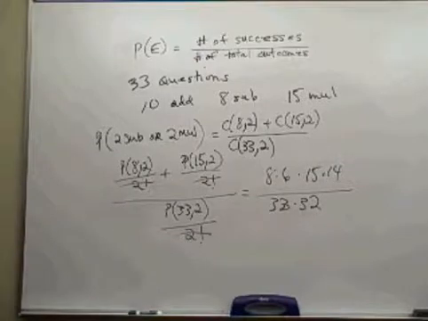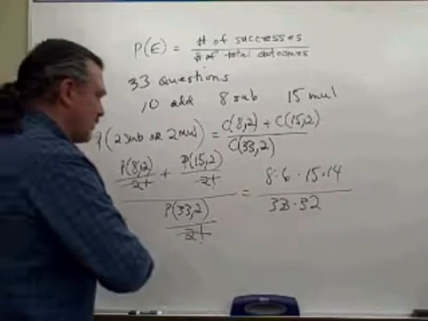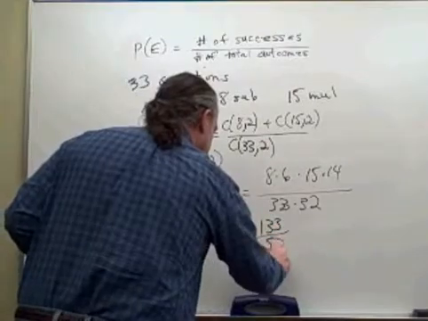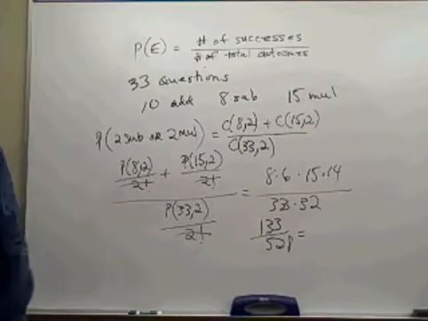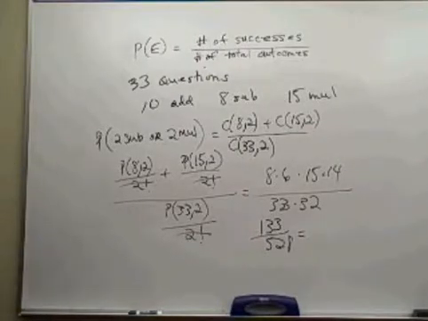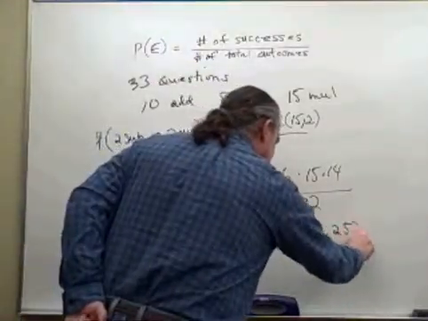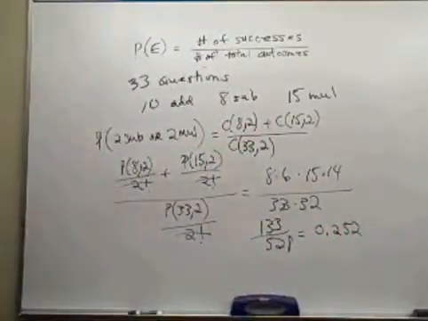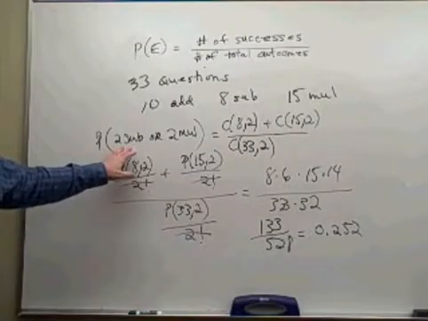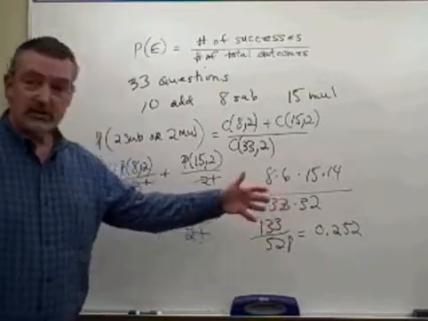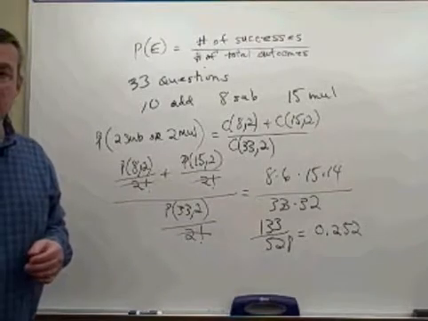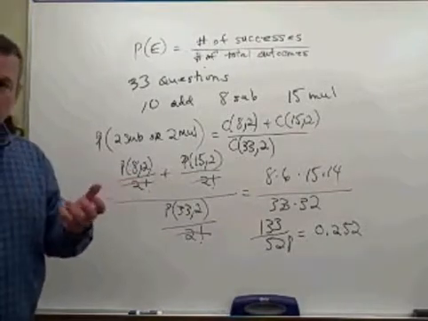And all of those numbers, let's see, what does that come down to? It comes down to 133 over 528, which gives us 0.252. So the probability that we would get 2 subtraction or 2 multiplication problems is 252 thousandths. So roughly 1/4 of the time we would expect that to happen when the computer generates 2 problems for us to solve.